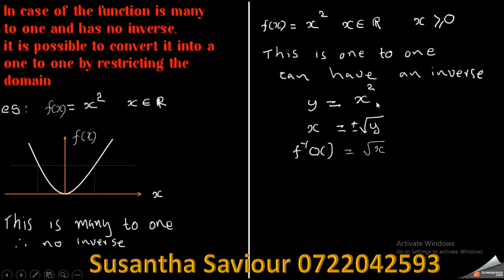y is equal to x squared, so x is plus or minus square root y. Now f inverse x is plus root x. Why are we taking only plus out of plus or minus here? Why?